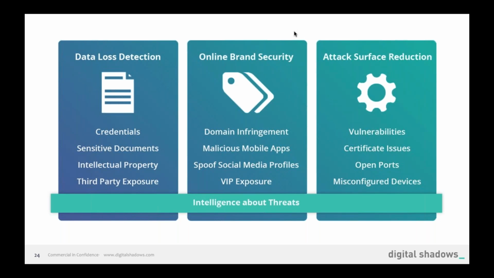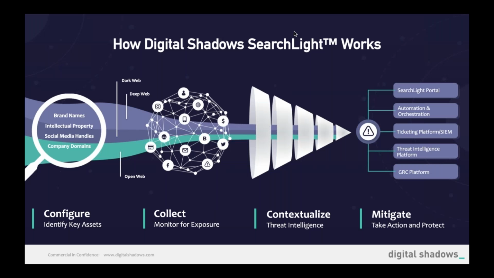And the third one, in fact, would be attack surface reduction. That's talking about things like vulnerabilities, open ports, and misconfigured devices. Again, something really critical to digital risk, but I'll talk specifically about how this could relate to brands as well.